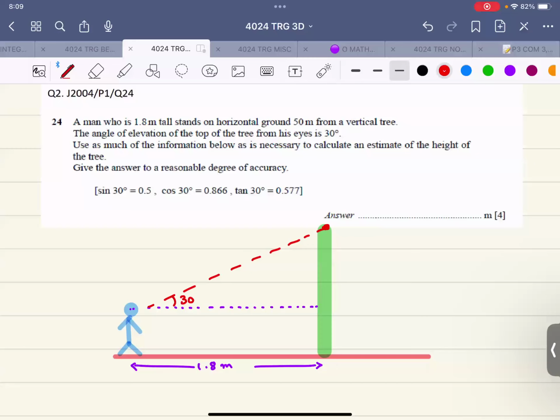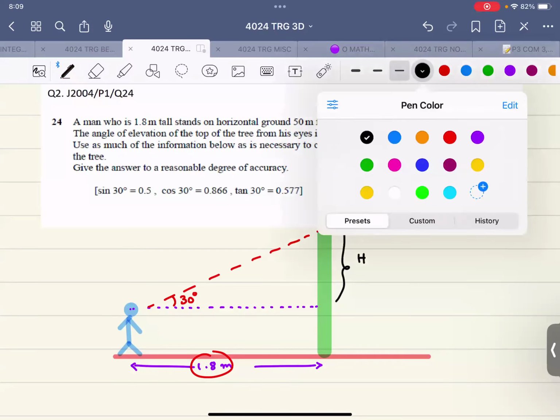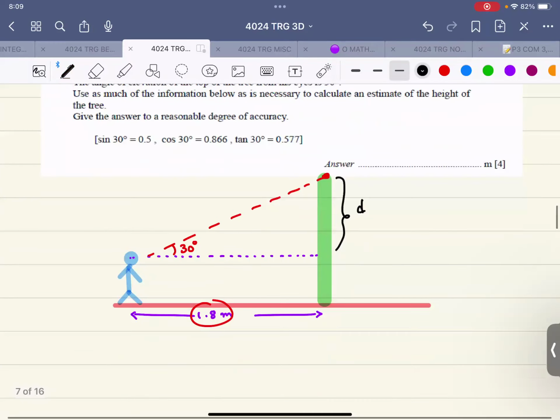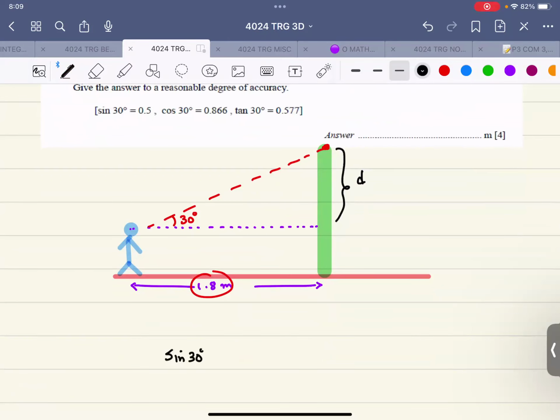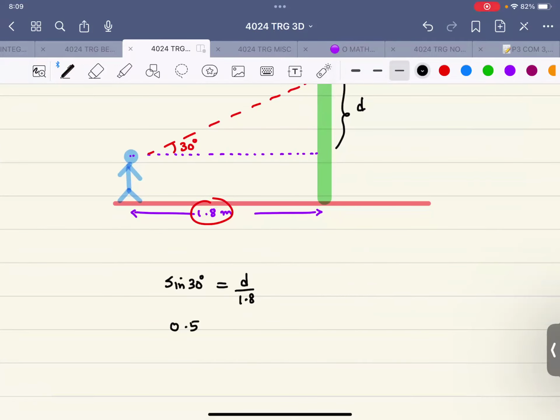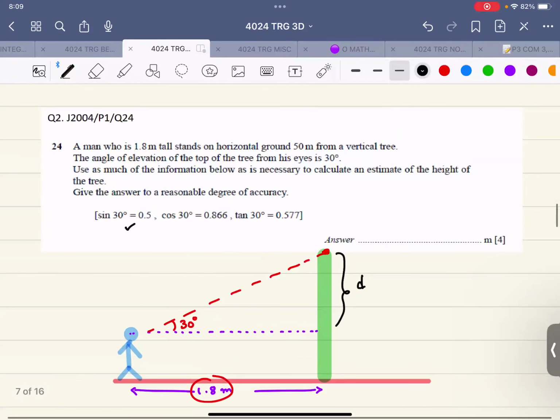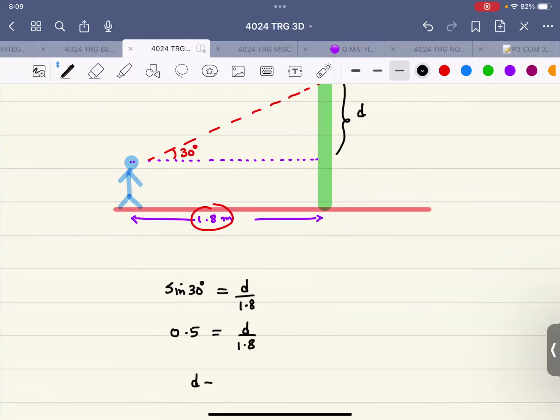This is 30 degrees. So I have 1.8 meters and 30 degrees. I can find this much height from here till here. That's not the height of the tree. That is just this particular distance. Let me call it D. So therefore, I'll write sine of 30 degrees is opposite divided by 1.8. Sine of 30 is 0.5. That is D divided by 1.8. Therefore, D is half of 1.8, which is 0.9 meters.